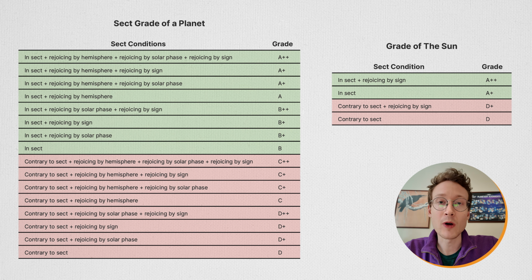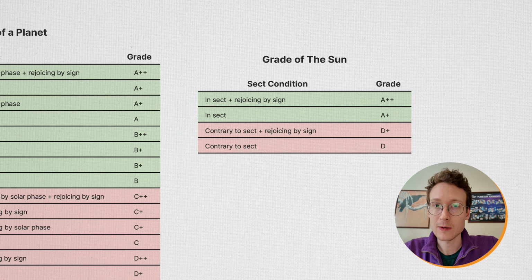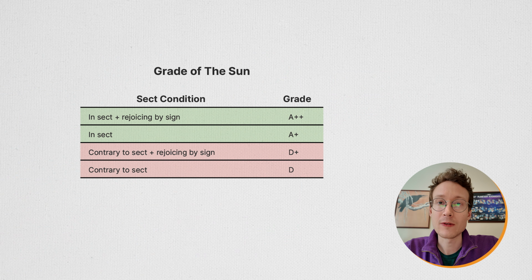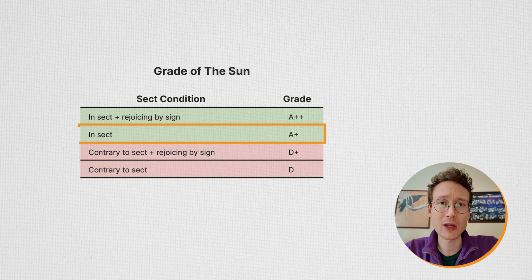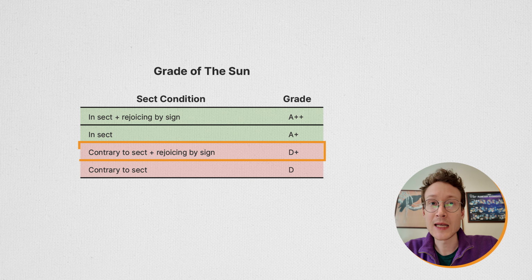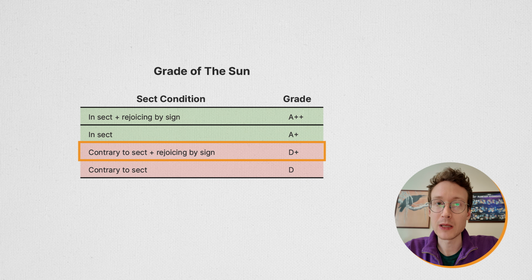So first, if we want to grade Sect, we'll look at the sun. If you have the sun in a diurnal chart, and it's rejoicing by sign, as that's the only sect rejoicing condition that applies to the sun, then we would give the sun the grade A++. For example, the sun in Leo in a day chart. If it's not rejoicing by sign but only in sect, then it would receive a grade of A+. The sun in a night chart and rejoicing by sign would receive a grade of D+. Whereas the sun in a night chart and not rejoicing by sign would receive a D.